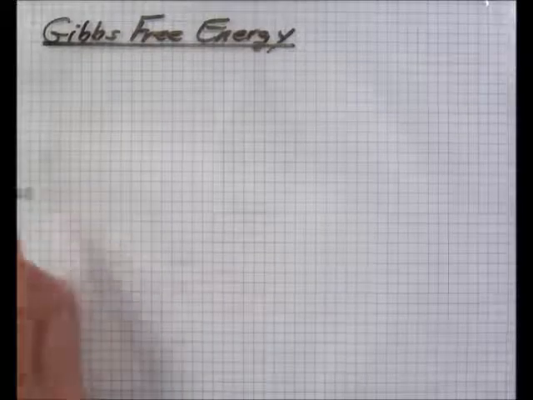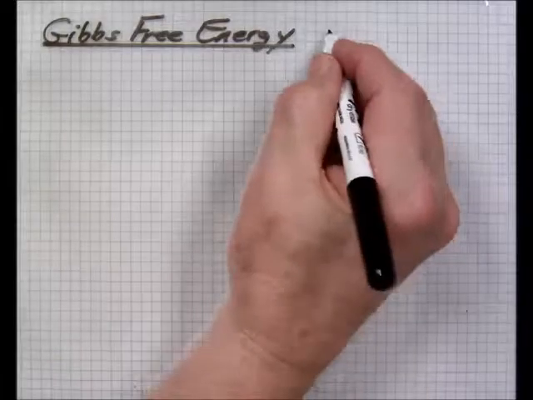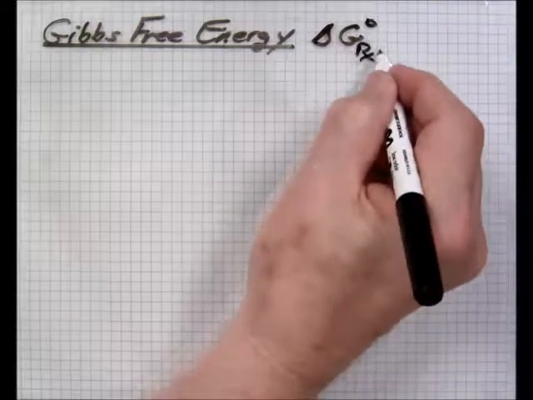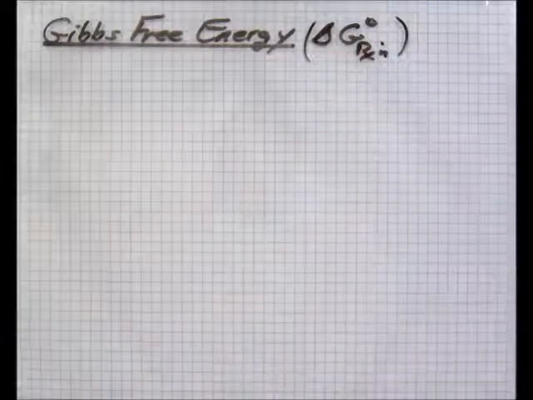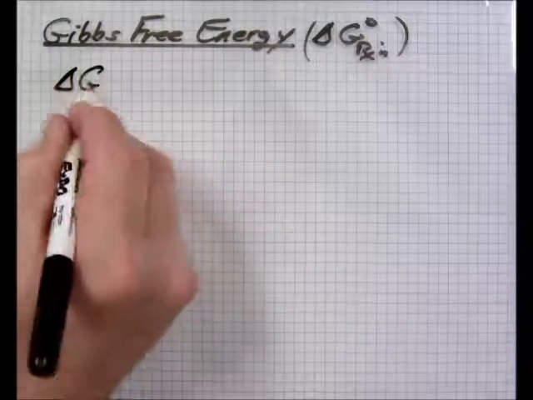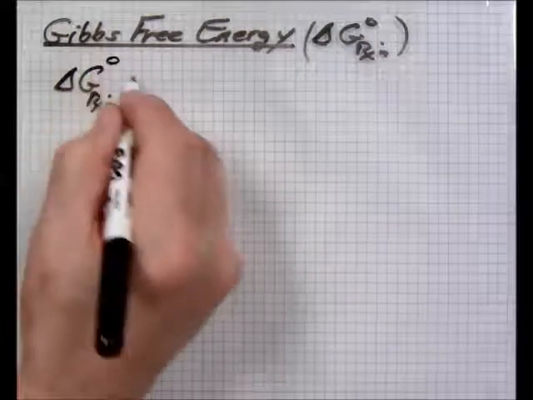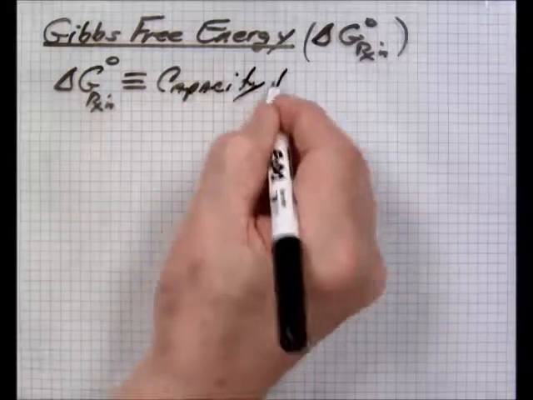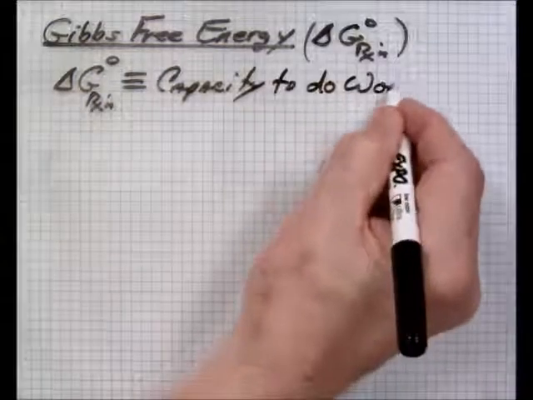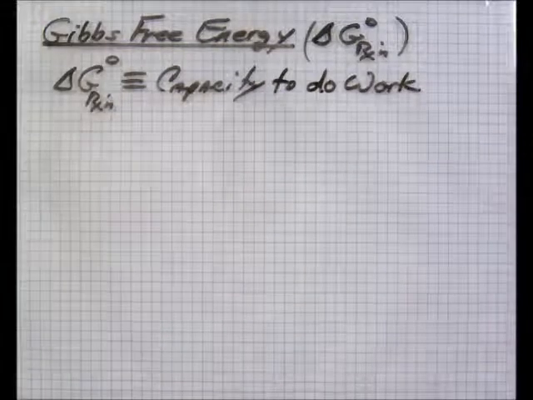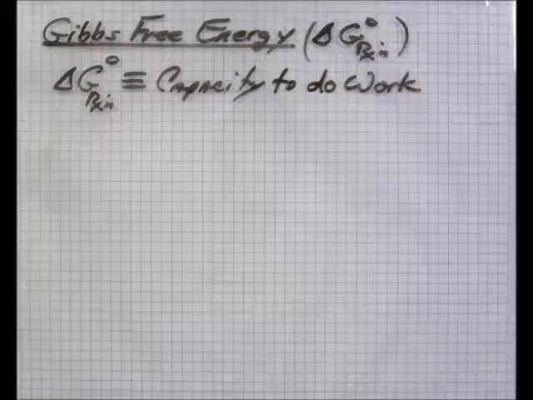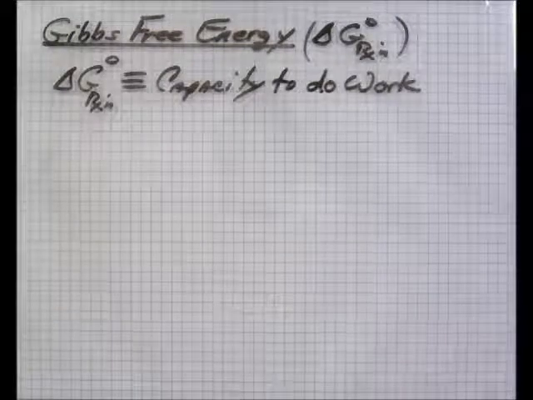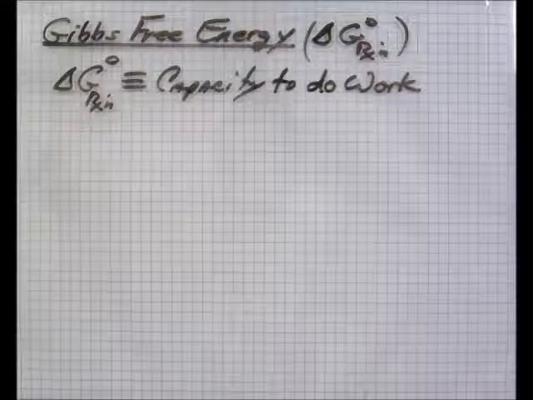Okay, Gibbs free energy, when we talk about that, is given as a delta G naught for a reaction like this. And the delta G value in thermodynamics is defined as the capacity to do work. The larger the delta G, the greater the intensity or capacity of the reaction that you're dealing with. Delta G is calculated in the same way as the delta S's and delta H's.